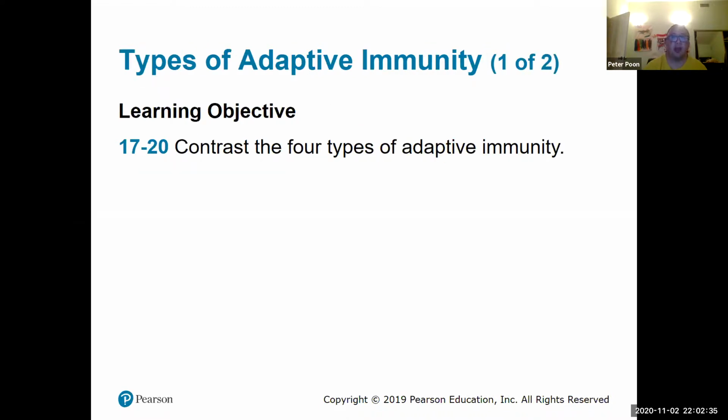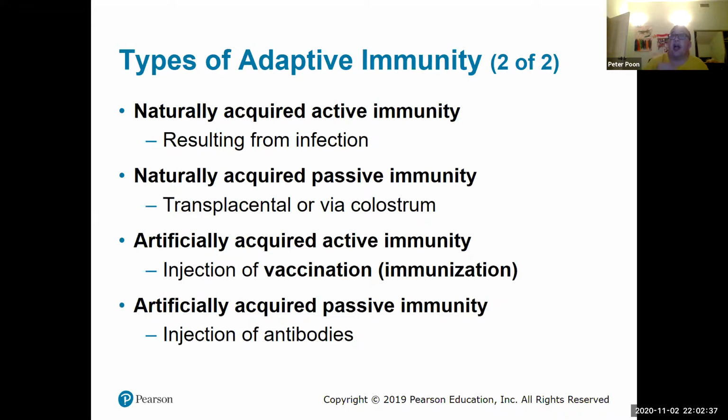The 4 types of adaptive immunity. Naturally acquired is you get it from the environment somehow. Artificially acquired is injection of the thing into you. Now there's active immunity and passive immunity.